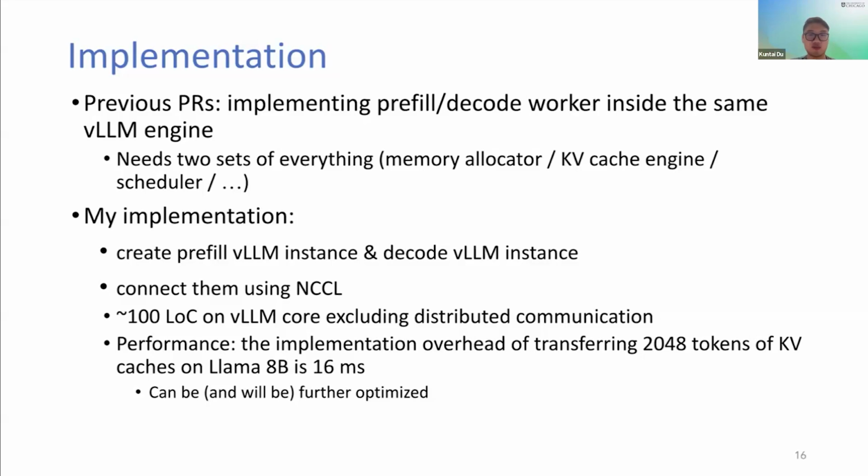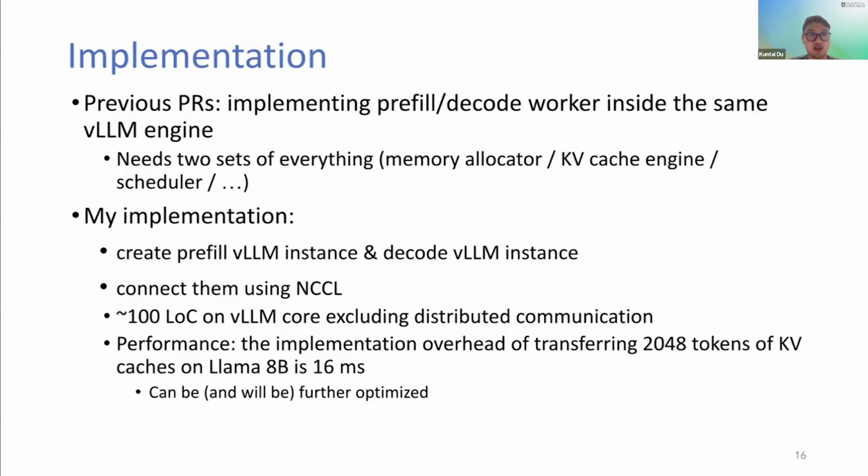And we all know that the memory allocator, KV cache engine, and scheduler are already hugely complicated. If you want to further modify their logic and perform synchronization between two sets of these modules, it is even trickier. So those PRs typically incur thousands of lines of code change merely in the core module, and also a lot of surrounding changes to do testing, and introducing new libraries to do communication.